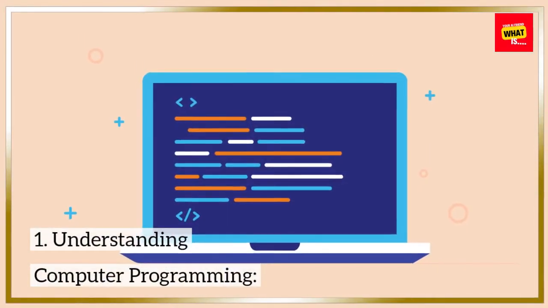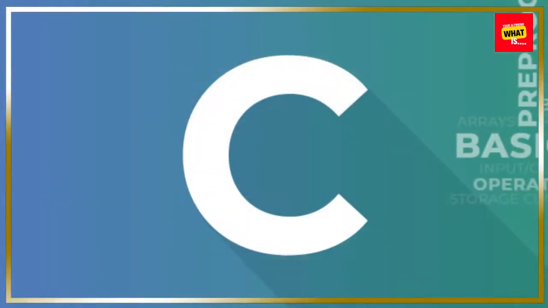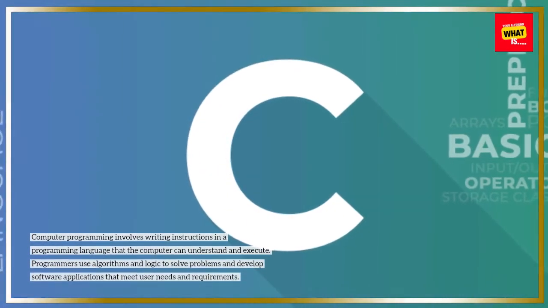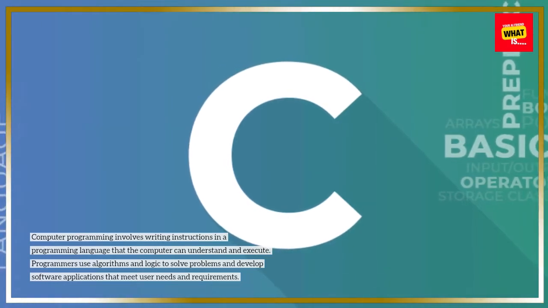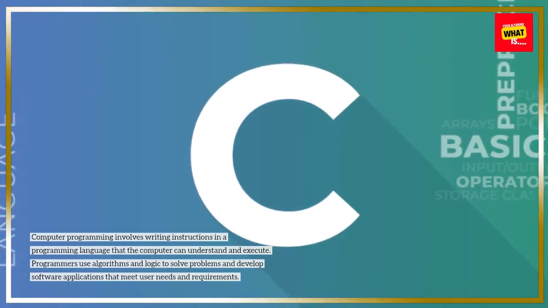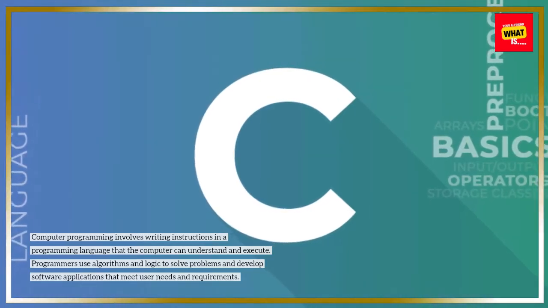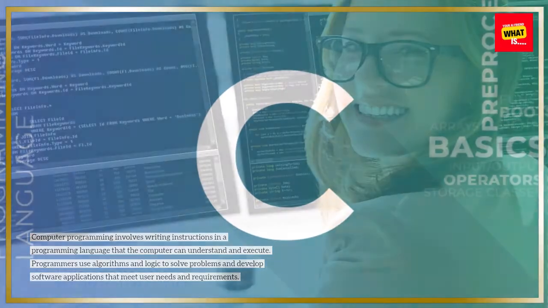1. Understanding computer programming. Computer programming involves writing instructions in a programming language that the computer can understand and execute. Programmers use algorithms and logic to solve problems and develop software applications that meet user needs and requirements.